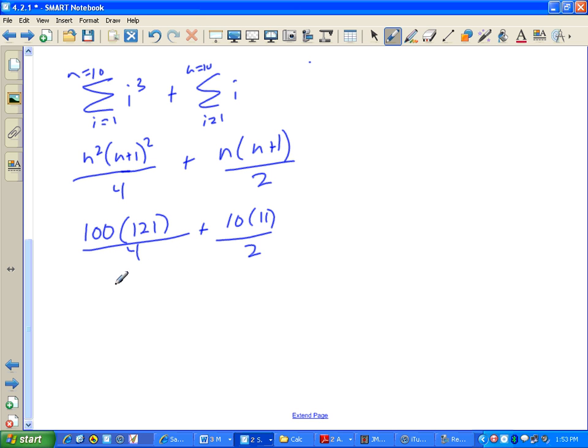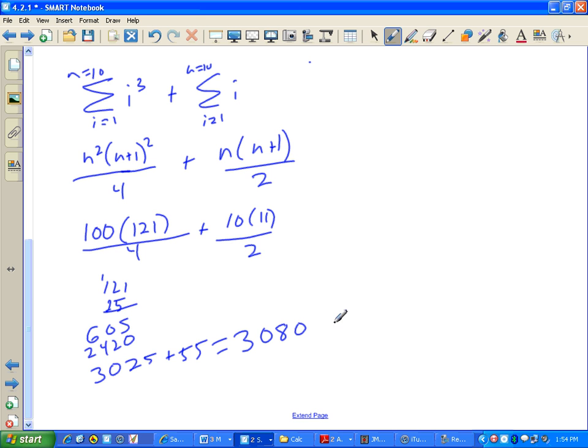So if I divide by 4, I can get 25 times 121, which is 3025. This one is going to be 110 divided by 2, which is 55. So that's what the sum of the first 10 terms would be.